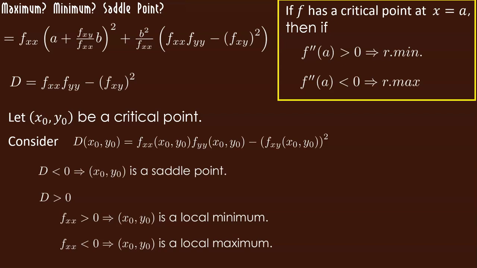That's the tada point. This is what you want to remember, this d. If d is negative, you get a saddle point. If d is positive, check f sub xx to tell you if it's a minimum or a maximum.